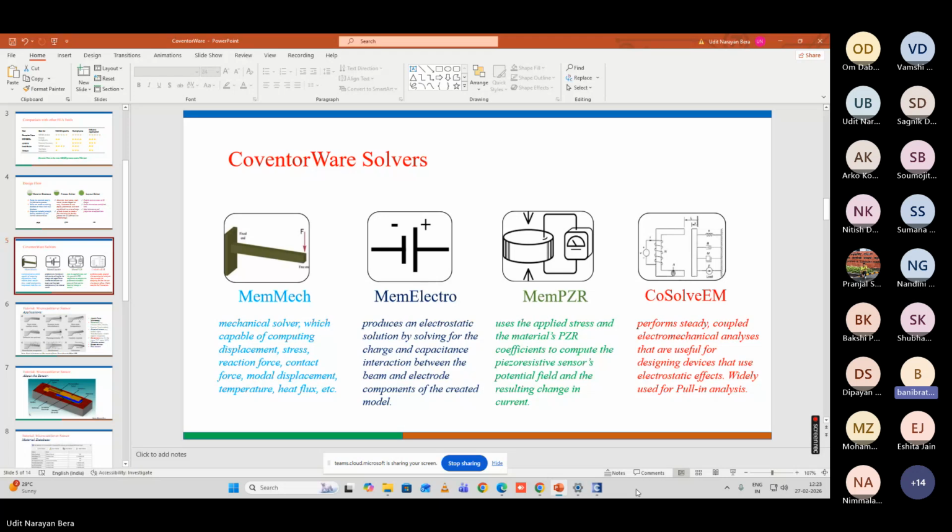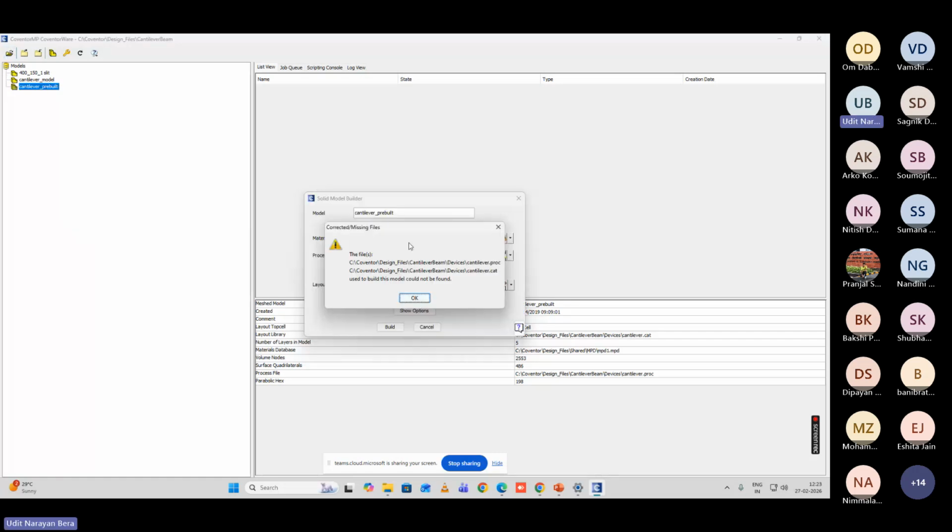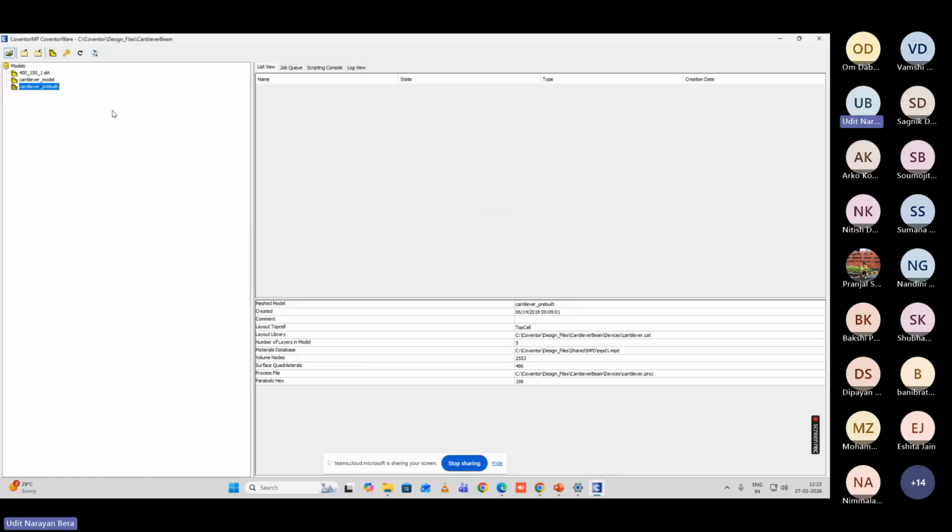So I hope you have got the background. Yeah, please carry forward. So before building it, let me show you the 3 different steps here.